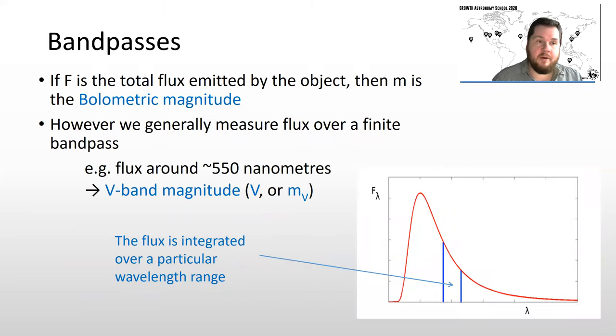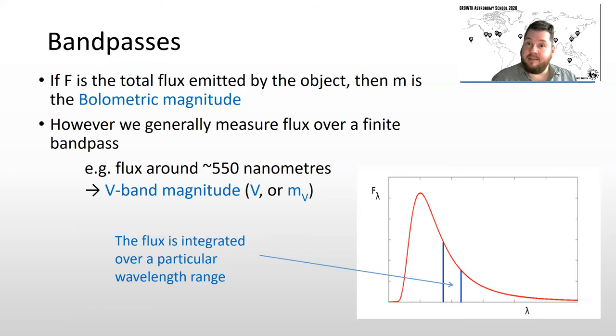Now, when we're talking about flux so far, we've been talking about the total flux emitted by the object. So if we're talking total flux, then the associated magnitude is the total magnitude, or what we call the bolometric magnitude. Now, there's a problem with measuring total flux, or bolometric magnitude. In order to observe that, you need a bolometer. You need a detector that can detect flux at all wavelengths. And that's very, very hard.